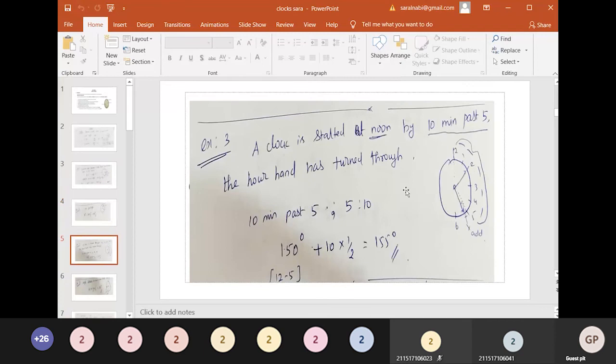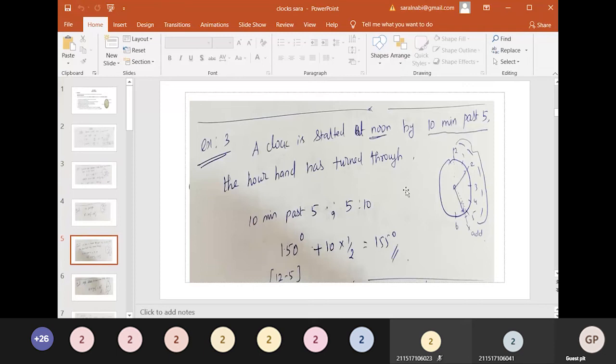A clock is started at noon, and by 10 minutes past 5 the hour hand has turned through what angle? That is their question. Understood the question clearly? A clock is started at noon, so it started by 12, by 10 minutes past 5. That means 10 minutes past 5, which is nothing but 5:10. The hour hand has turned through what? That is their question.